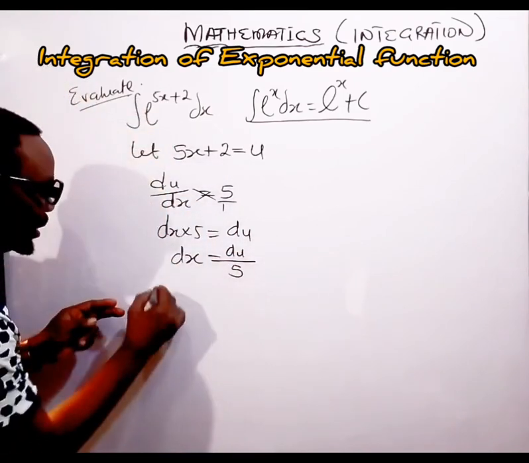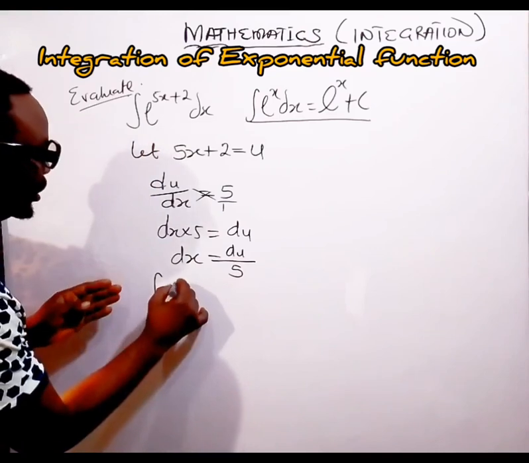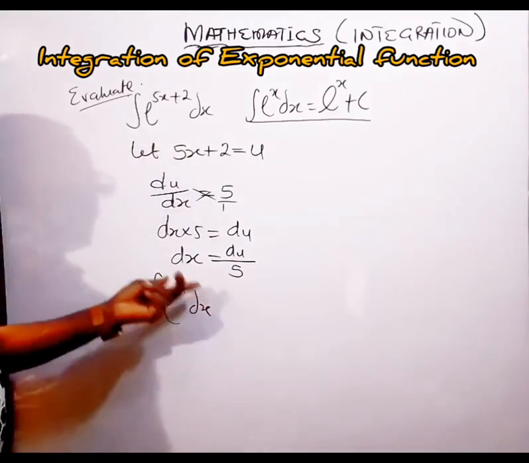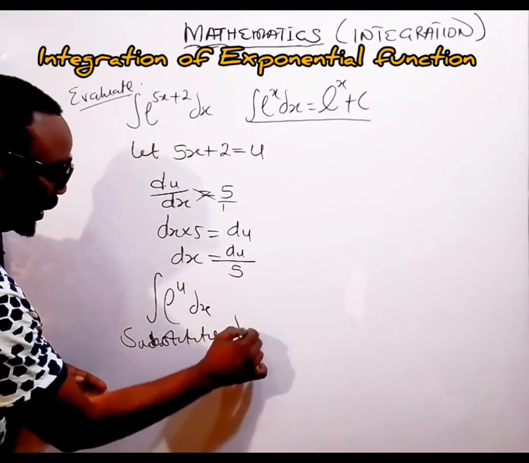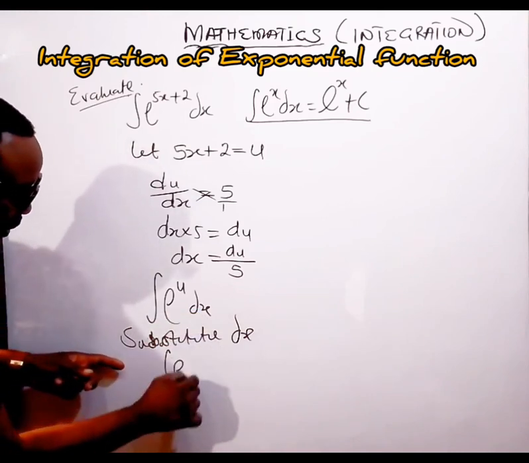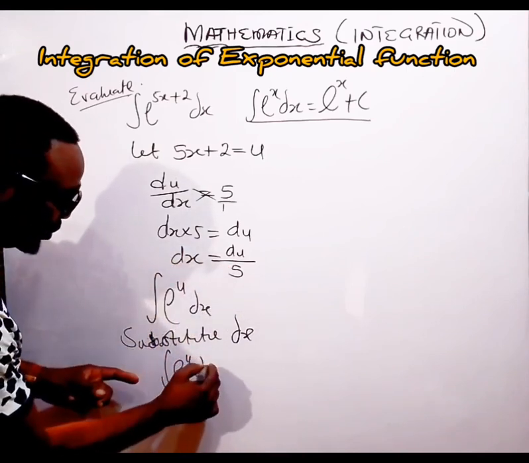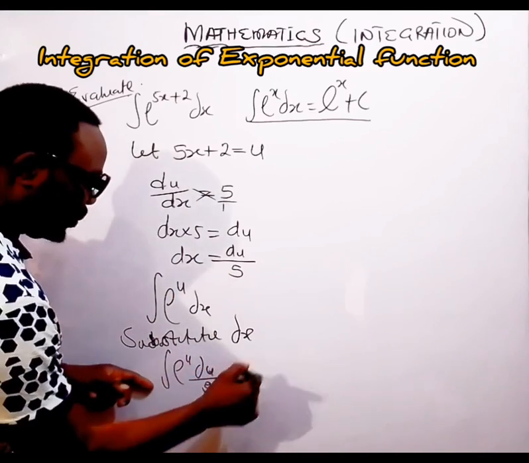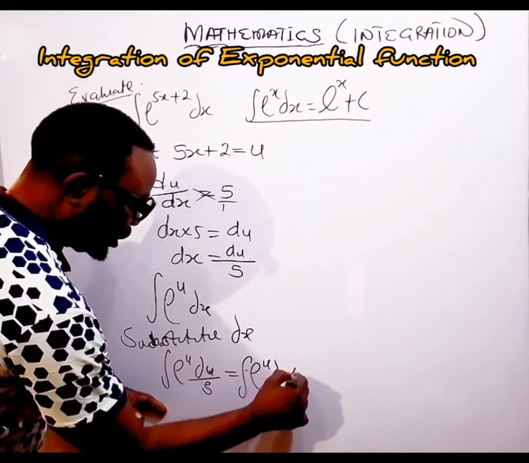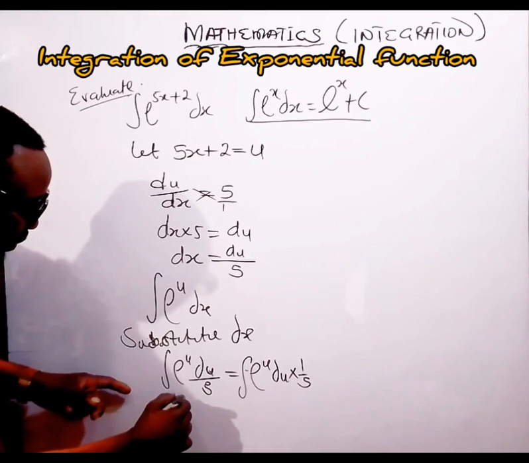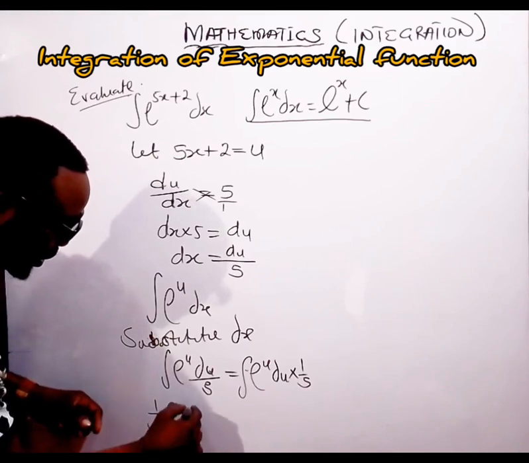Now, I want to take this expression here as u. Then this expression here can become exponential u dx. Now, substituting the dx into this expression here, we are going to have exponential u, what's the value of the dx that we made here? Du over 5, which is going to be equal to exponential u du multiplied by 1 over 5. And then it becomes 1 over 5 exponential u du.